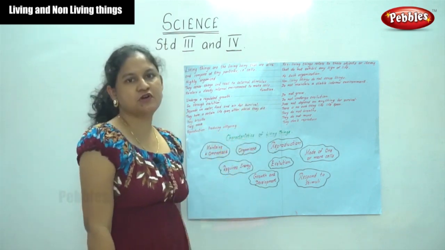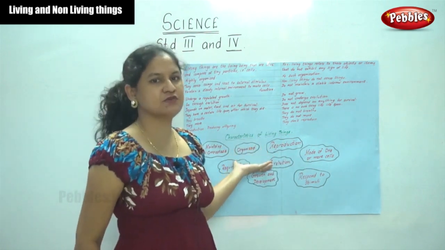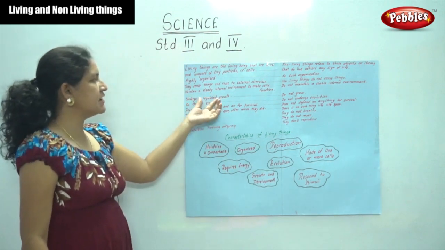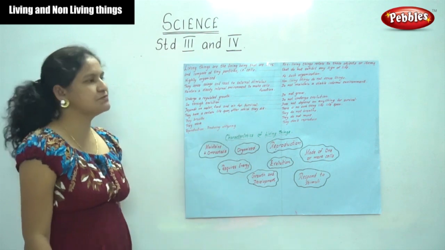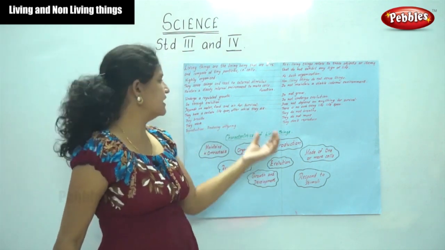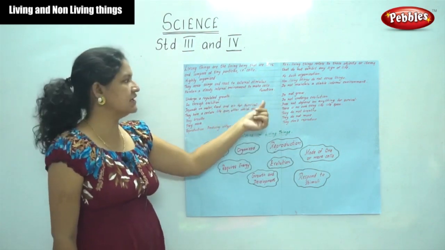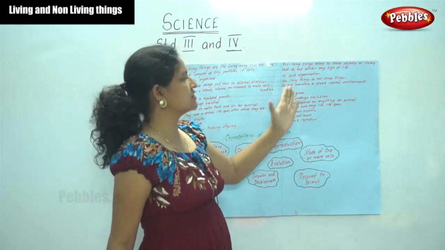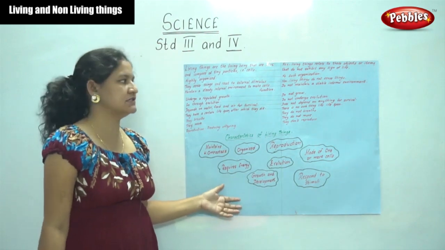Non-living things do not sense things. They do not sense things because they do not have life. Living things maintain a steady internal environment to make cells function. So they maintain a steady internal environment because they have to maintain the function of the cells. Non-living things do not maintain a steady internal environment.